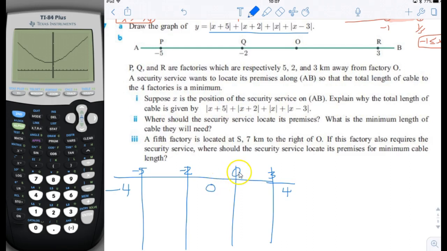Okay? Now between 0 and 3, you would have a number like 2. If x was 2, you can see that this would be positive, this would be positive, this would be positive, and this would be negative. So that would mean that the absolute value for this one would be active. So this would be a negative x, this would be positive x, positive x, positive x. 3 positive x minus 1 negative x is 2x, which would mean that the slope is 2.